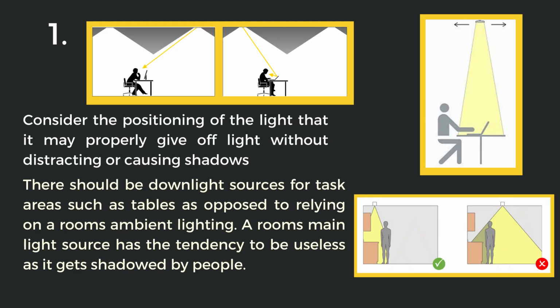Consider the positioning of the light so that it may properly give off light without distracting or causing shadows. There should be downlight sources for task areas such as tables, as opposed to relying on room ambient lighting.